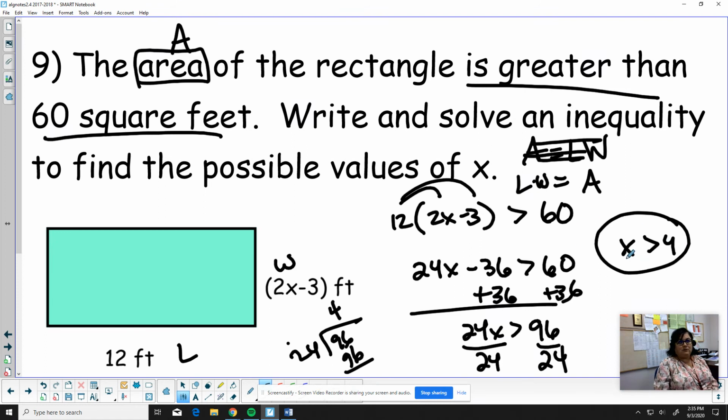So did we answer the question? Write and solve an inequality to find the possible values of x. Yes. So x can't be 4. It's 4.1, 4.2, on to positive infinity. That would make the area greater than 60. So it's bigger than 4, not including 4, nothing smaller than 4, but bigger than 4. That's our solution.